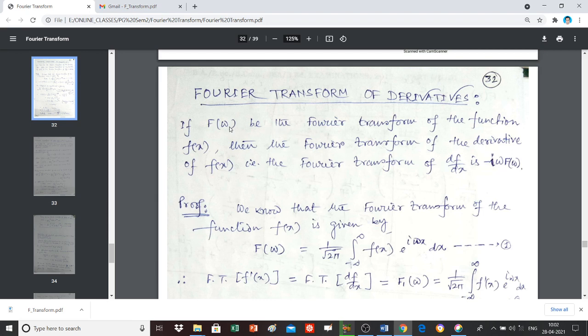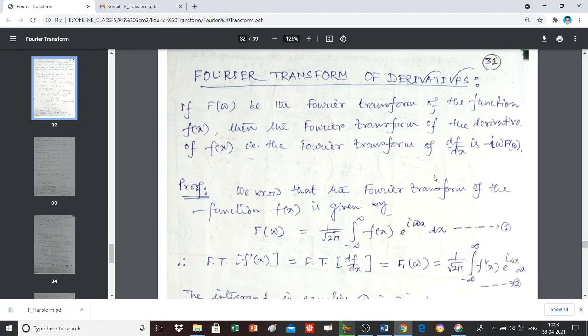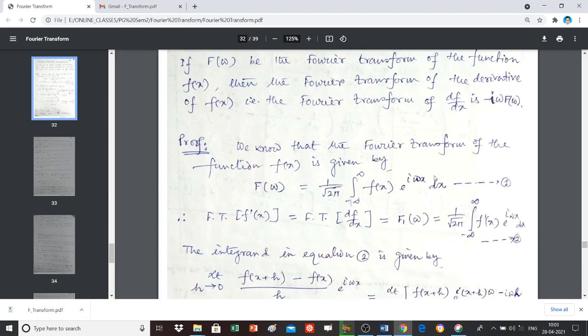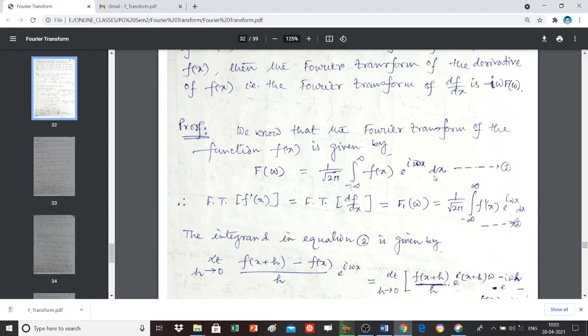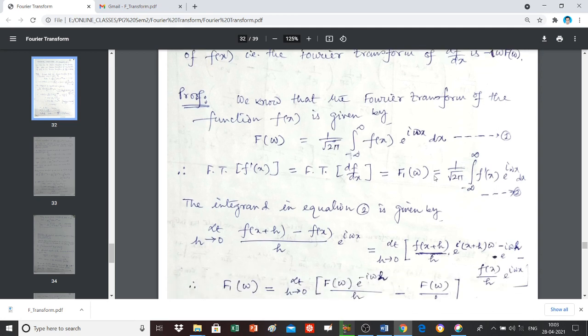So if F(omega) is the Fourier transform of the given function f(x), then the Fourier transform of the derivative of the function f(x), that is the Fourier transform of df/dx, is minus i omega F(omega). We will prove this here. But in this case, the technique is different from that which we employed in our previous class. So let us prove it.